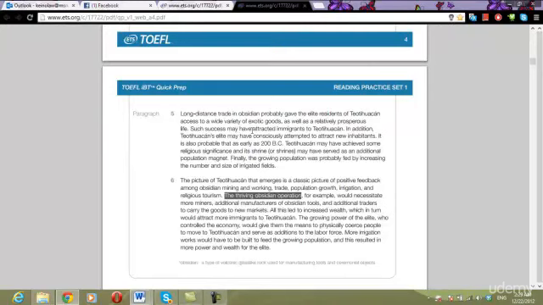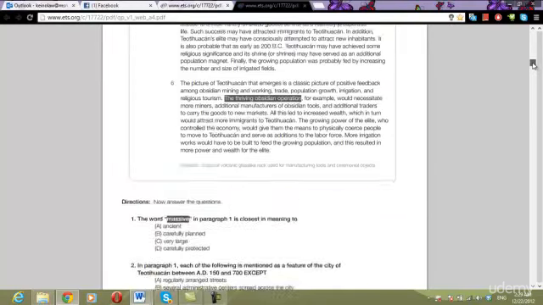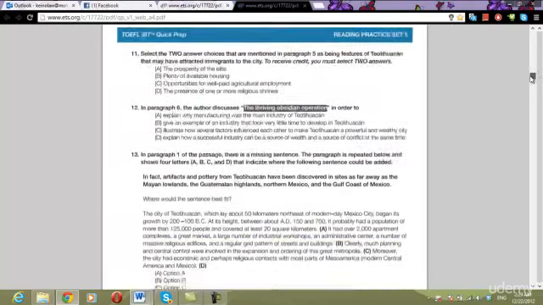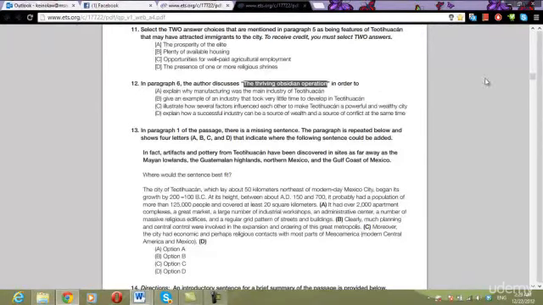Okay, and I see nothing here talking about plenty of available housing. So, like I said, you had to look at some of those answer choices to help you find what you were supposed to look at in terms of doing this one. Very tricky question, but you've got to be careful with it.